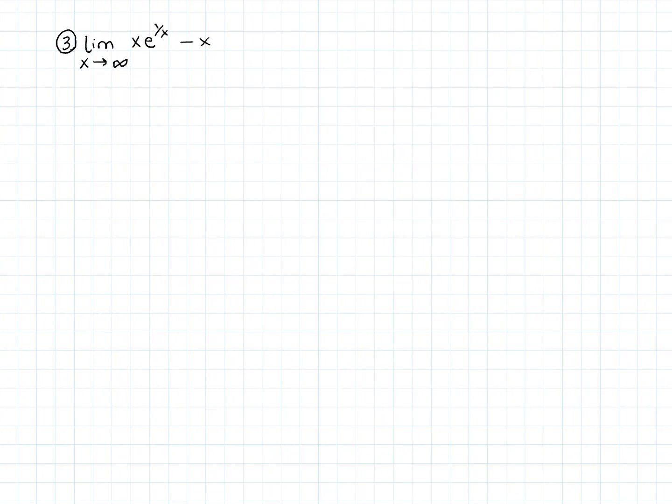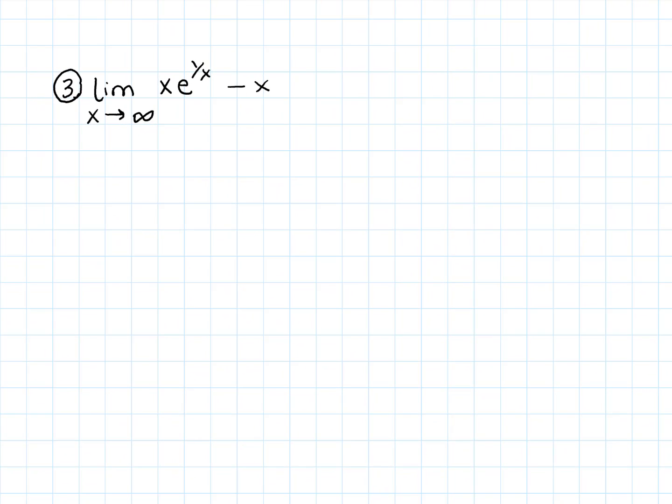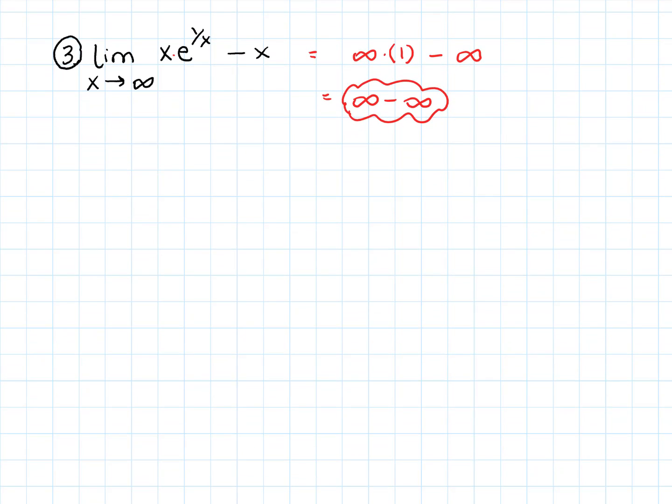Okay, let's do one last example to round this out. Notice on this particular problem, we've got x times e to the 1 over x minus x, as x is growing without bound. So what happens when we evaluate this one? We get an infinity times e to the 0, which is 1, minus infinity. So we end up with infinity minus infinity, which is indeterminate, but not in the proper form by which I can apply L'Hopital's rule. So what do?